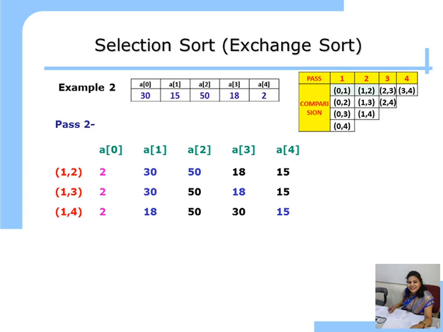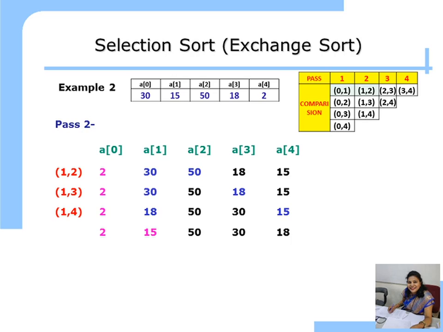Now let us do the third comparison, that is between the first and fourth location. What is present at the first location? 18. What is at the fourth location? 15. Is the first element greater than the fourth location element? Is 18 greater than 15? Yes. So we will swap it. After swapping the values of 18 and 15, we get the output 2, 15, 50, 30, 18.